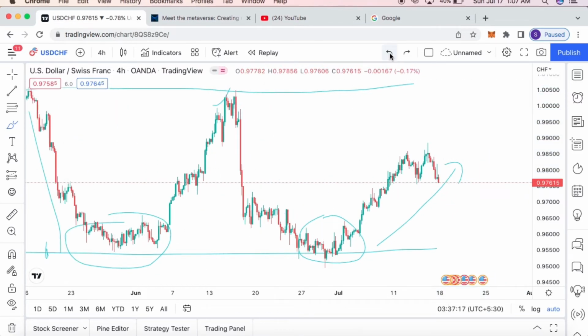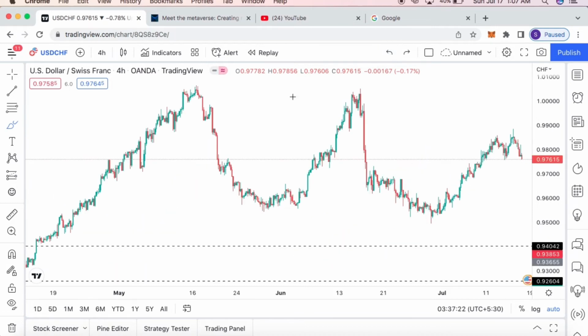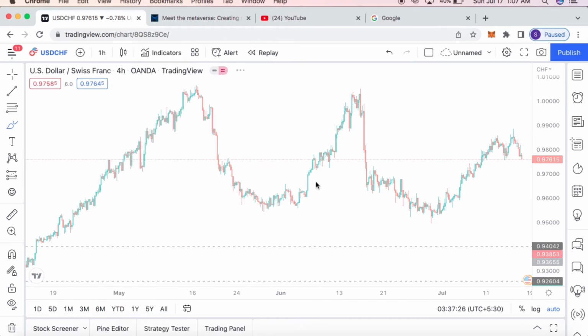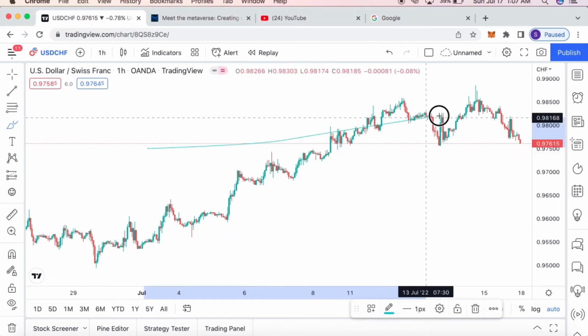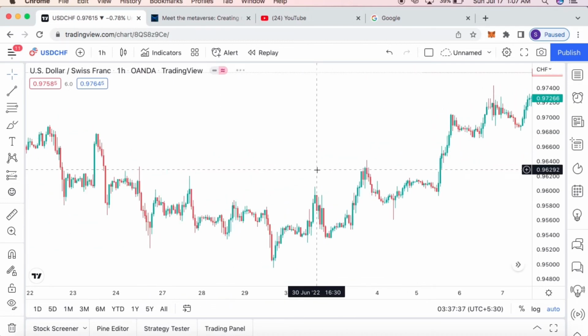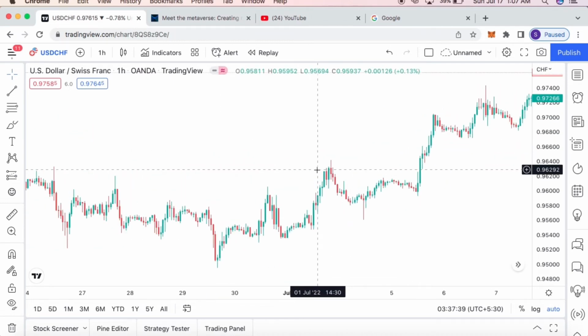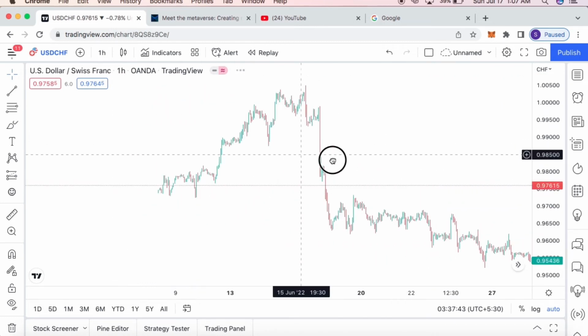So let's now jump onto the smaller time frame. I'm going to show you how we find these patterns on the 4 hour time frame and the 1 hour time frame. When you jump onto the 1 hour time frame, what are we looking for? We are looking for patterns. Let's scroll to this side. What do we have? Let's look for a pattern, guys. Let's see if there is a pattern.